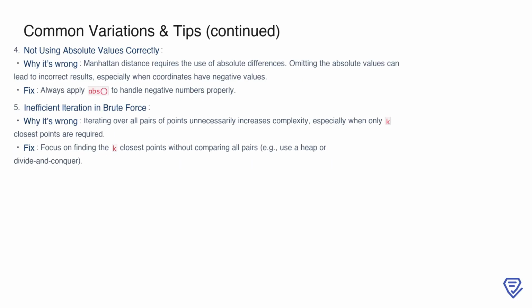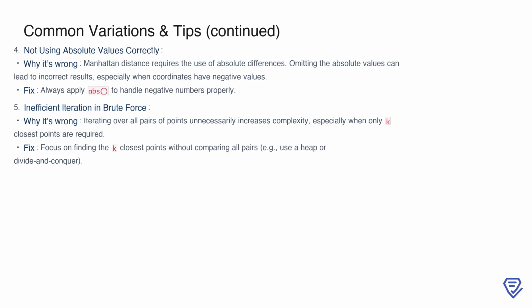Another mistake to avoid is failing to use absolute values correctly. Since Manhattan distance relies on absolute differences, omitting the absolute function can lead to errors, particularly when working with negative coordinates. Always make sure to use abs to handle negative values properly.